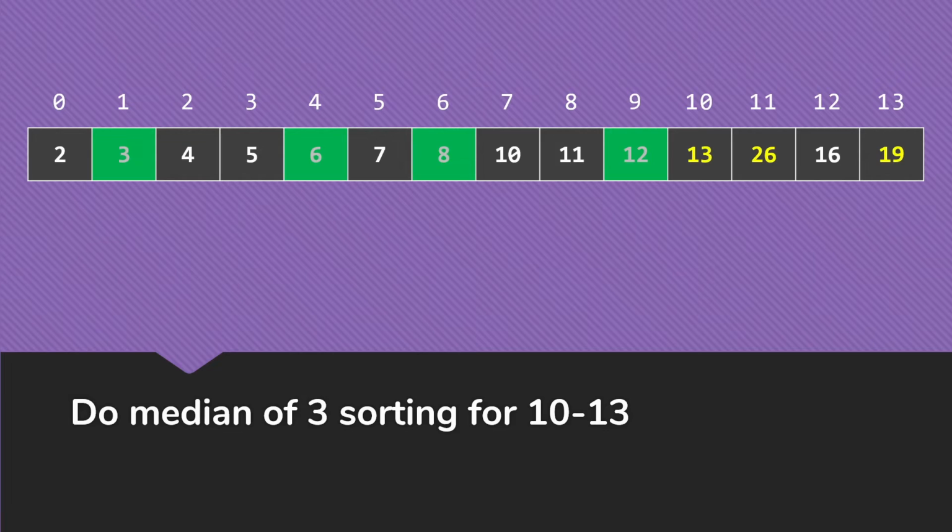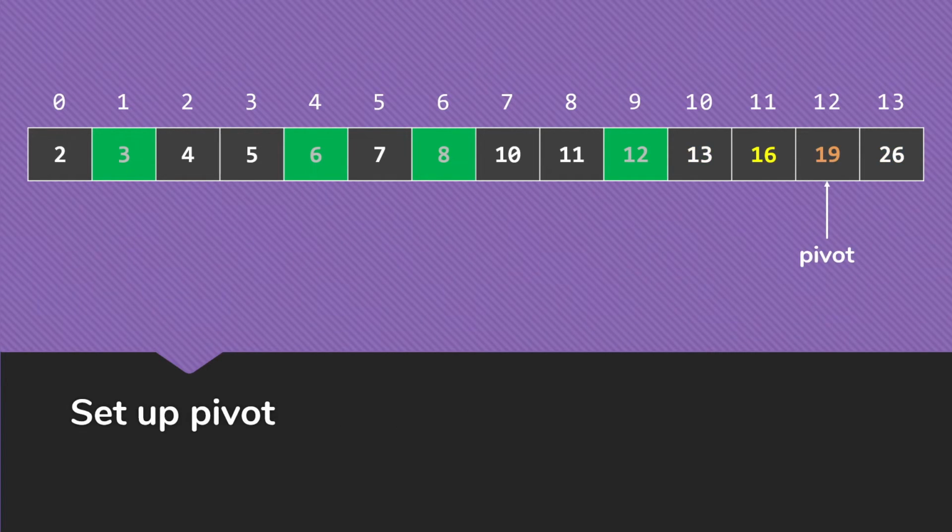So we're going to do our median of 3 sorting process for it. So we take the 13, 19, and 26 and put them in order. We're going to put the 19, which is our median value, in place to be the pivot. At this point, of course, you'll notice that things are sorted, but we don't know that yet. So we'll set up our I and J counters.